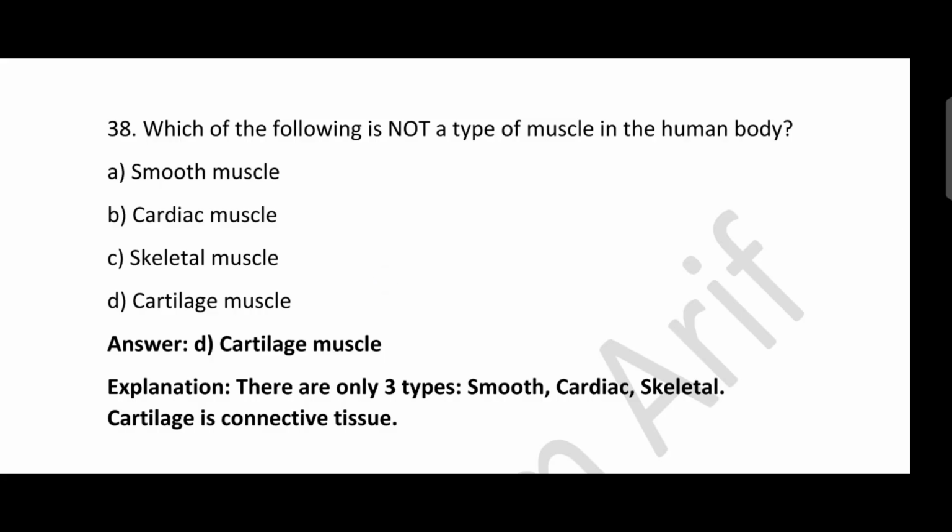Which of the following is not a type of muscle in the human body? Correct answer is option D, that is cartilage muscle, because there are only three types of muscles, that is smooth muscles, cardiac muscles and skeletal muscles. Cartilage is just a connective tissue.